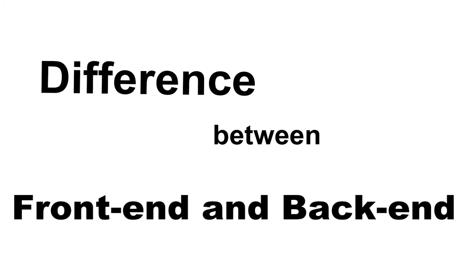Now, back-end, on the contrary, is a part of the website users cannot see and interact with. And the visual aspect of the website that can be seen and experienced by users is front-end. On the other hand, everything that happens in the background can be attributed to the back-end.